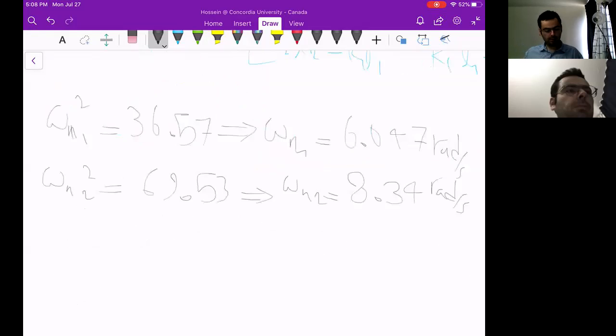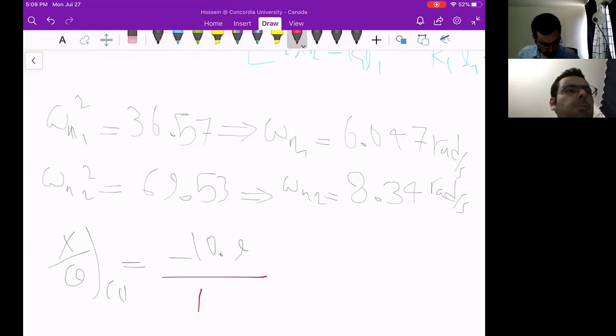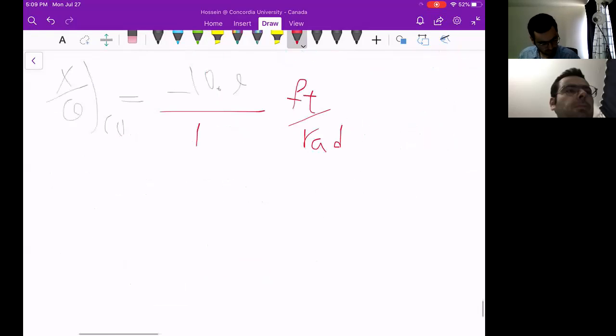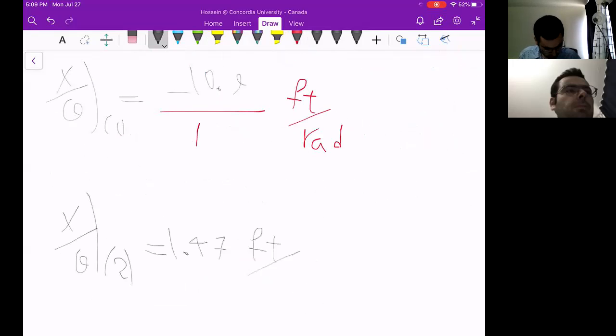So if you choose one row from the equation of motion in the matrix format and insert the natural frequency, you can easily find the corresponding mode shape. The first mode shape is minus 10.9. You could give a denominator 1 foot per radian. And the second natural mode shape, x over theta, is 1.47 foot per radian. You can give a denominator 1.